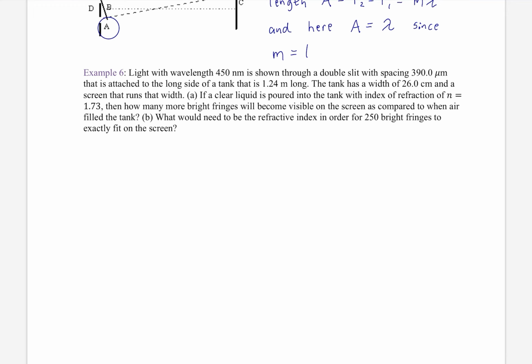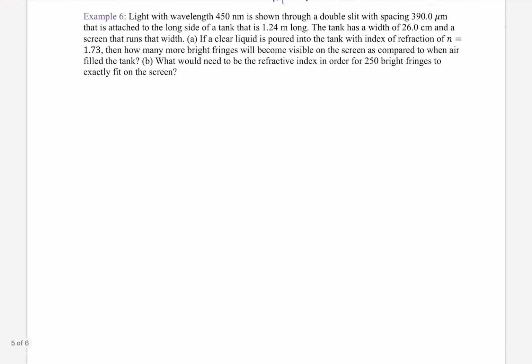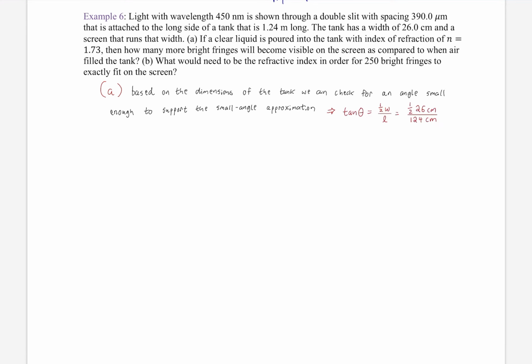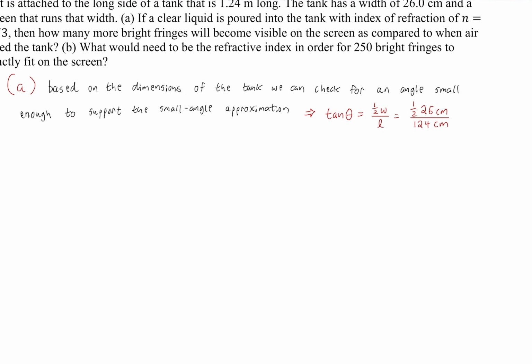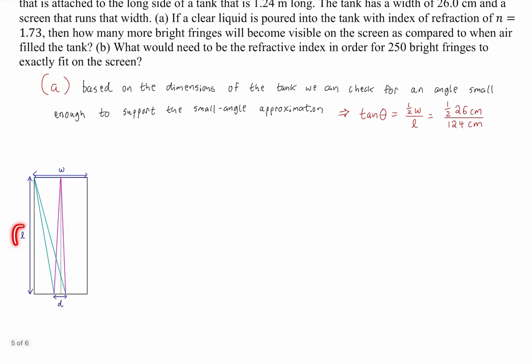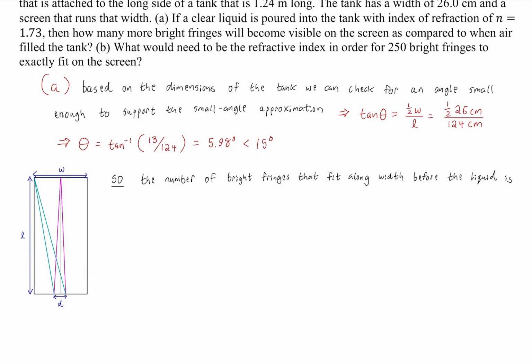All right, then how many bright fringes will become visible on the screen as compared to when the tank was filled with air? Based on the dimensions of the tank, we can check for an angle small enough to support the small angle approximation. I have width and length, so W and L: 26 centimeters, 124 centimeters. Here's the picture: there's the length, there's the width, there's the separation between the slits. It ends up being 5.98 degrees. So yeah, it checks out. We can use a small angle approximation.